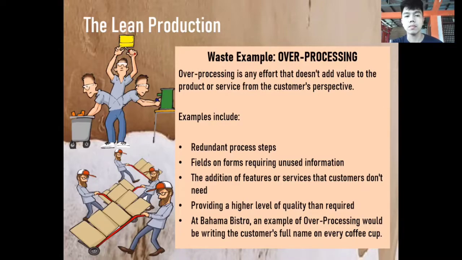Yun, yung kung ano yung ginagawa sa isang product na hindi naman nakakapag-add ng kung ano sa product na yun. Katulad dito, sabi at Bahama Bistro, an example of overprocessing is writing the customer's full name on every coffee cup. Pwede naman first name lang guys, para hindi na mas mahirap.